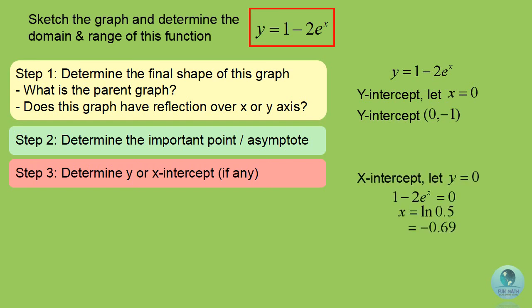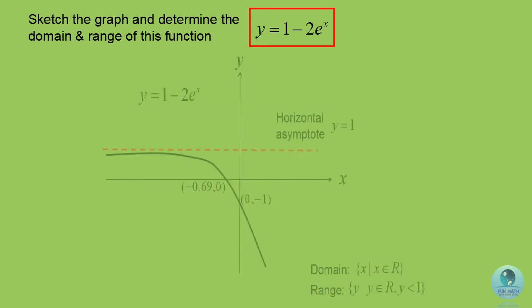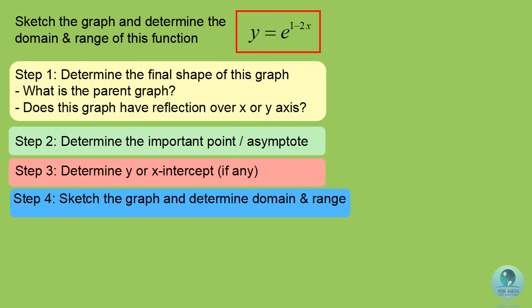X-intercept is -0.690. This is how the graph looks like. The domain will be x consists of all sets of real number. Range is y less than 1. Now you can try this question using the same technique.